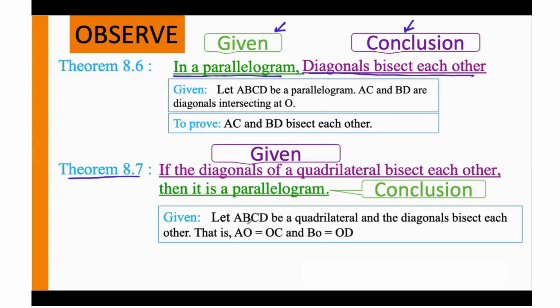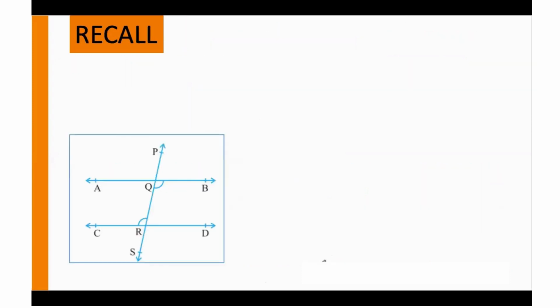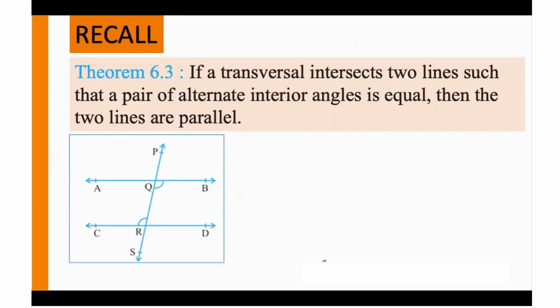So we are given that ABCD is a quadrilateral, not a parallelogram, it's a quadrilateral, and the diagonals are bisecting each other. That means AO is equal to OC and BO is equal to OD. We need to prove that ABCD is a parallelogram. For this, we are going to use theorem 6.3 of chapter number 6.